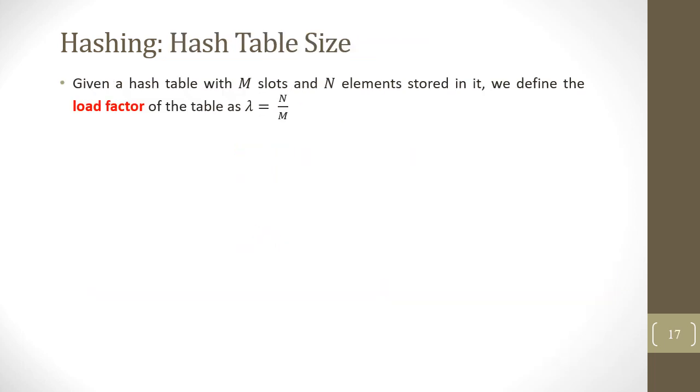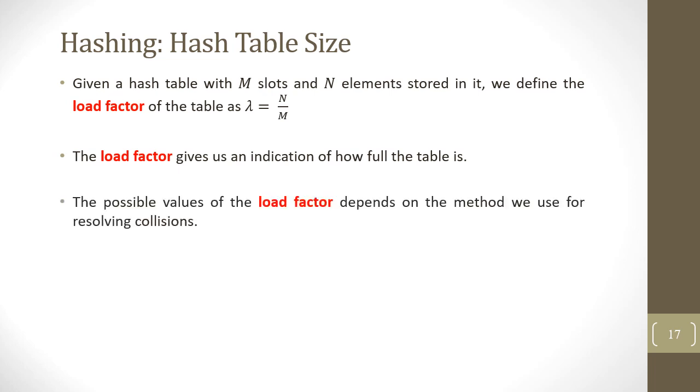One of the important factors that play an important role in the frequency of collisions is the hash table size. Given a hash table with m slots and n elements stored in it, we define the load factor of the table as lambda equal to n divided by m, which is the ratio of the number of elements in the hash table to the size of the hash table. The load factor gives us an indication of how full the table is. The possible values of the load factor depend on the method we use for resolving collisions.